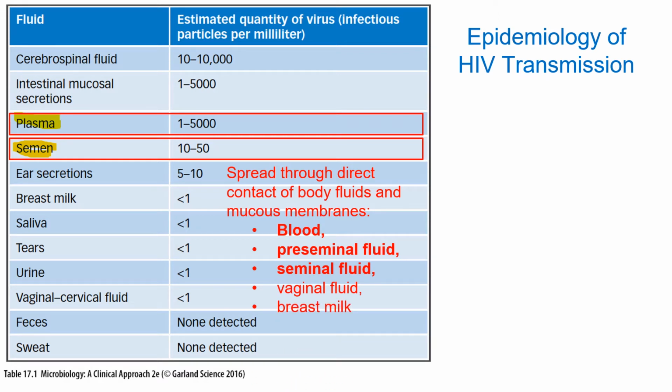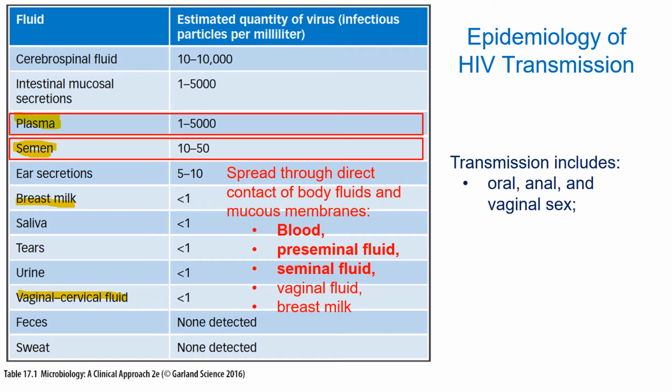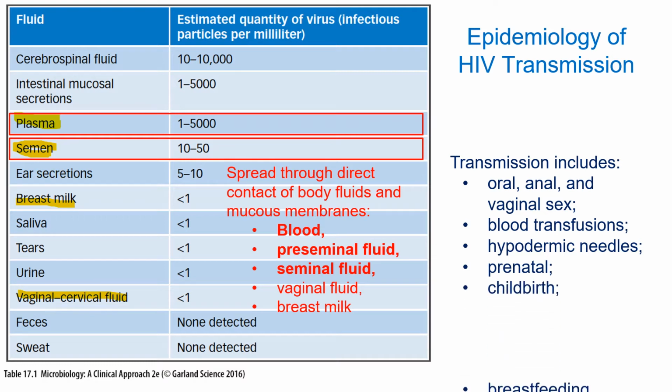You can see small numbers for vaginal fluid and breast milk here, less than 1 particle per milliliter, but it is enough to be concerned for transmission from one individual to another. So what does this mean for transmission? Transmission includes, of course, sexual intercourse. We're talking about oral, anal, and vaginal sexual intercourse. Blood transfusions, hypodermic needles, so drug use, prenatal, childbirth, breastfeeding, all of those are things that are at risk.